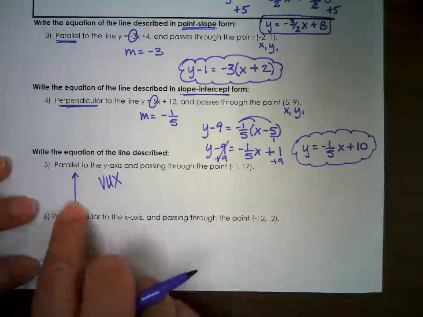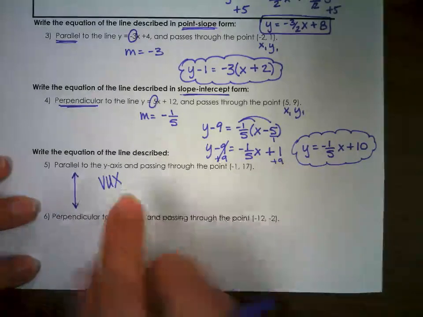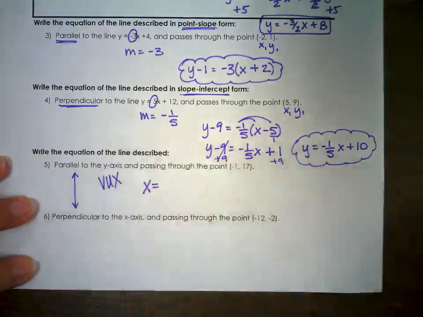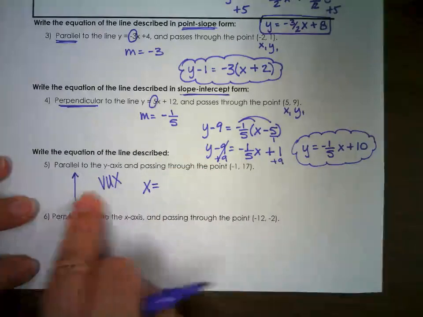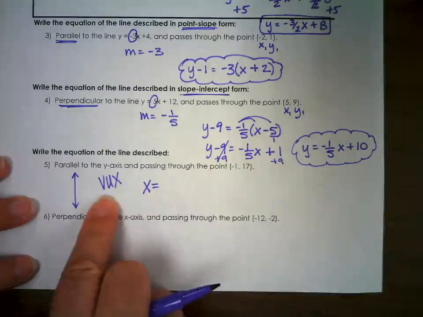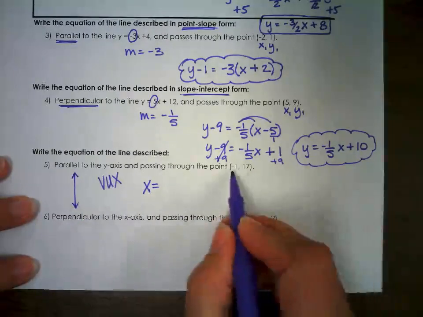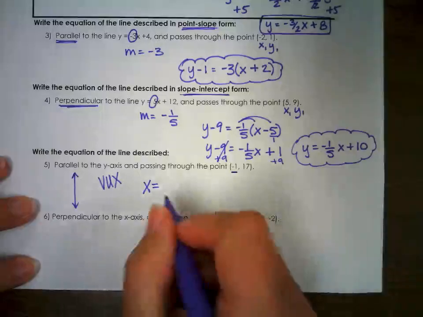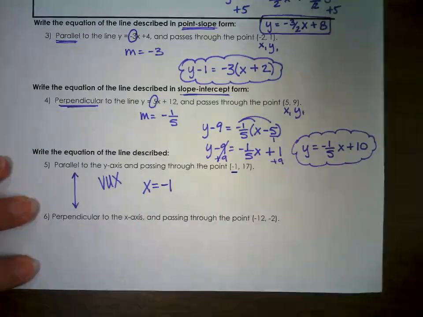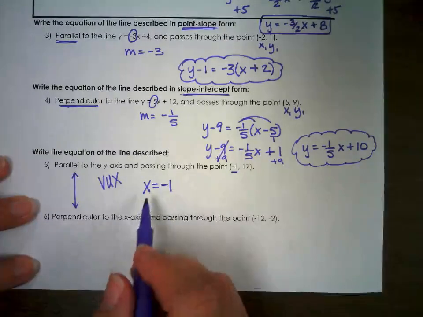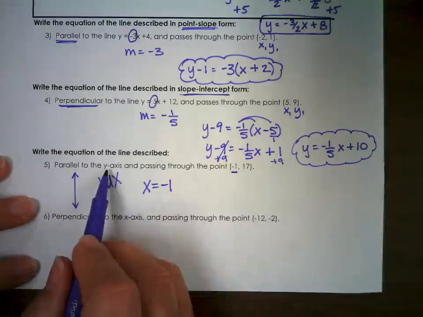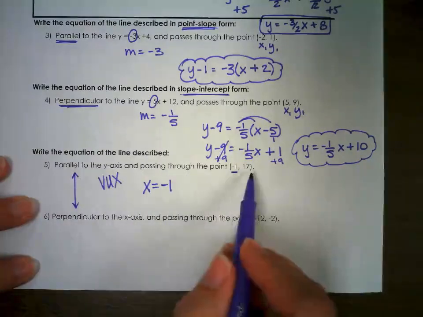If it's a vertical line with an undefined slope, then it's always going to be an x equals equation. Well, x equals what? What do you want x to equal? Well, I want it to go through this point. So isn't x going to have to be negative 1? Yeah. So that is the equation of the line parallel to the y-axis passing through this point.